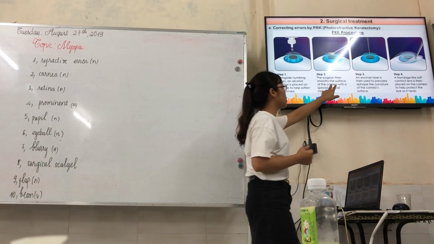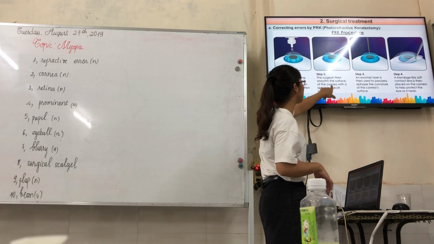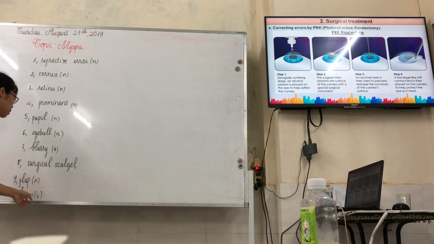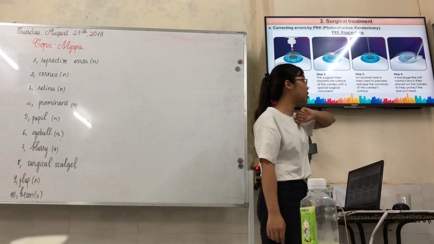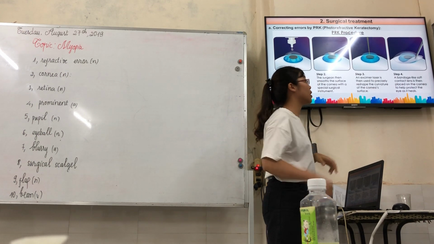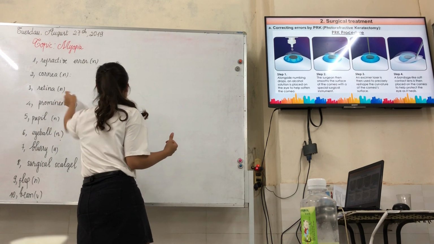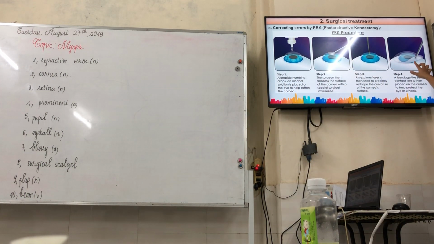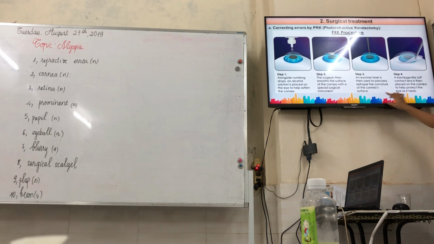Yes, and they will open. It means that they will remove the cornea surface, and then the laser will be beamed on the surface of the cornea. It can help the cornea train the retina, and at last they reshape the cornea by some surgical instrument like that.